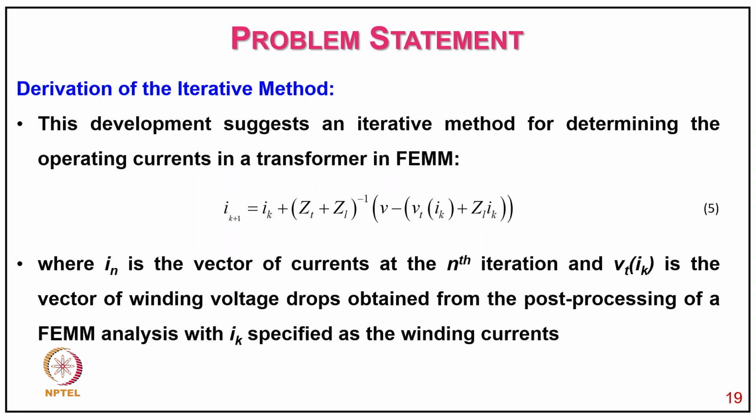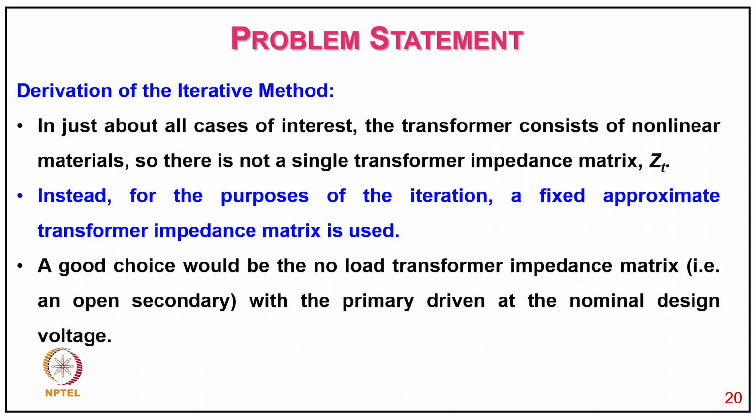So this development suggests an iterative method for determining the operating current in the transformer in FEMM, and that is I_(k+1) = I_k + (Z_T + Z_L)^(-1) [V - (V_T(I_k) + Z_L I_k)], where I_k is the vector of current at the kth iteration and V_T(I_k) is the vector of winding voltage drops obtained from the post-processing of a FEMM analysis with I_k specified as the winding current.